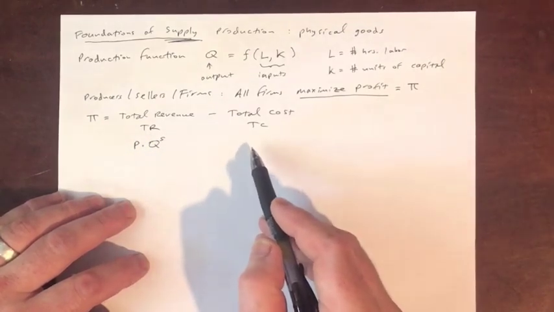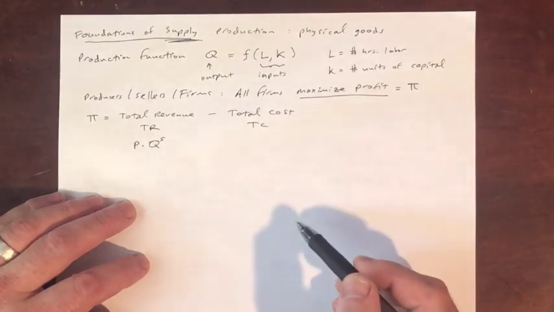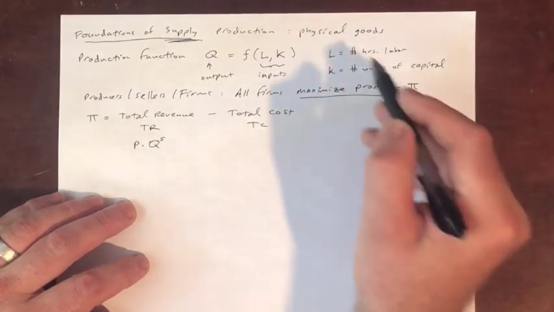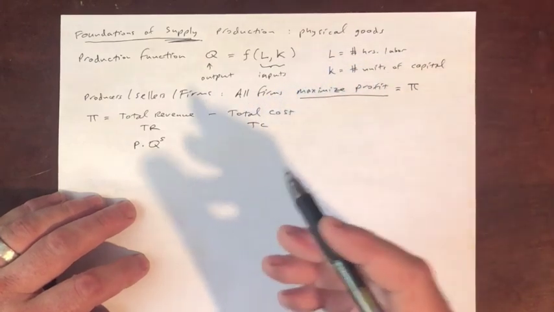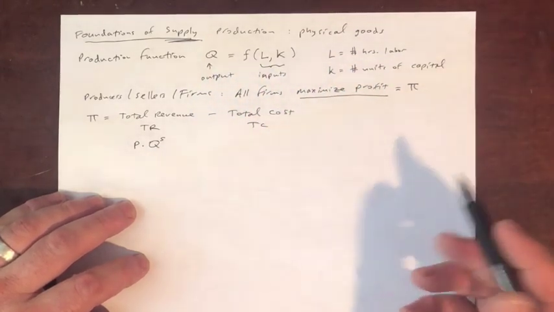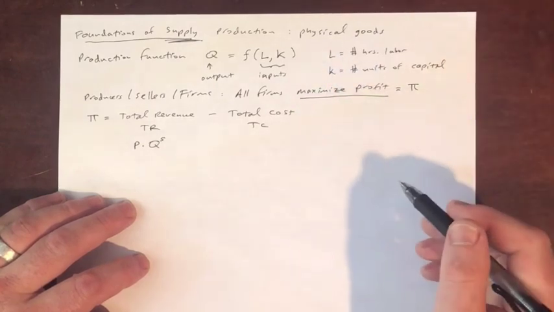Now total cost, we need to break that down a little bit more. We have said that there are two inputs, labor and capital. And so the total cost is going to be the cost of these inputs.